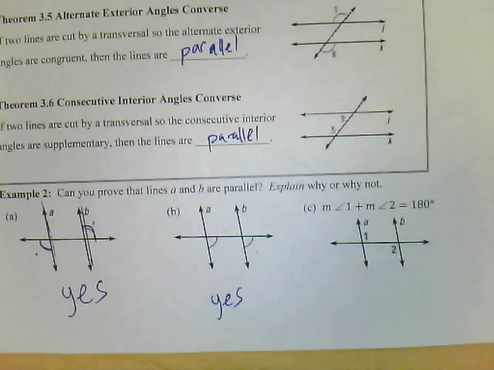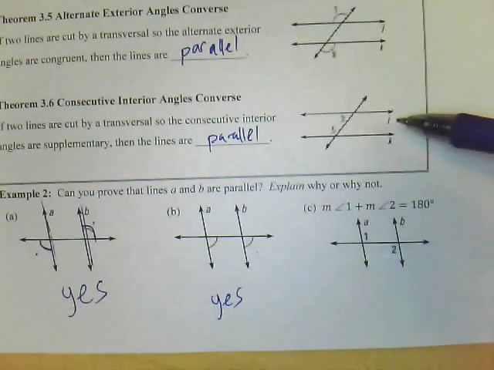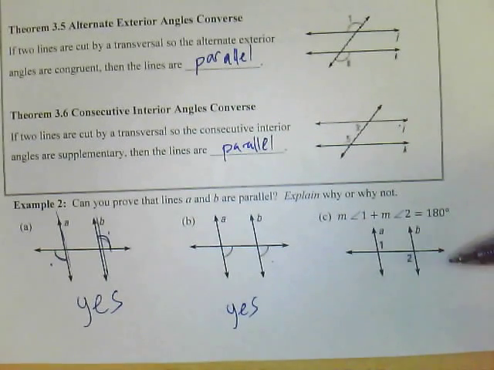And for part C, we were told that the measure of angle 1 plus the measure of angle 2 is 180 degrees. So is that enough to tell whether or not these two lines are parallel to each other? Well, we don't have enough information here. What the equation is kind of going for is trying to look at something like consecutive interior angles.